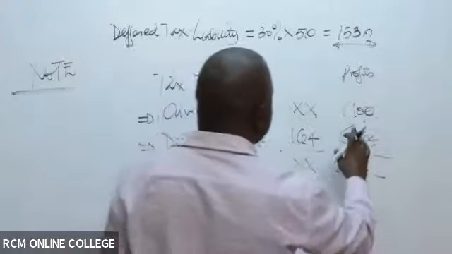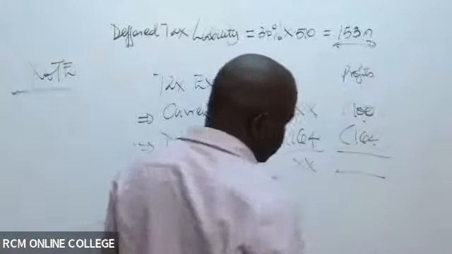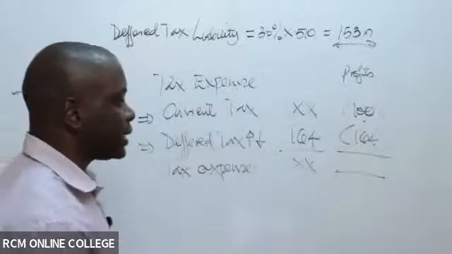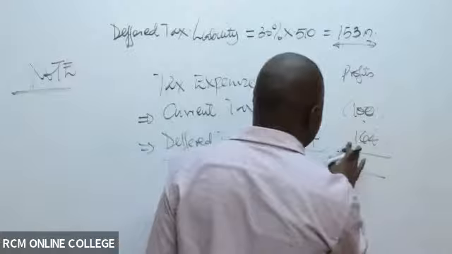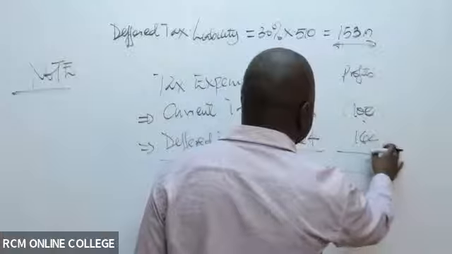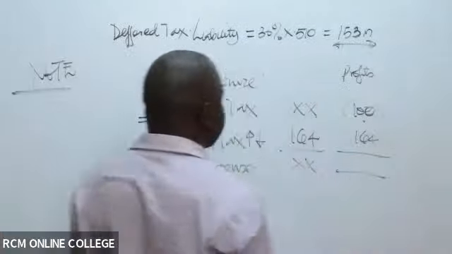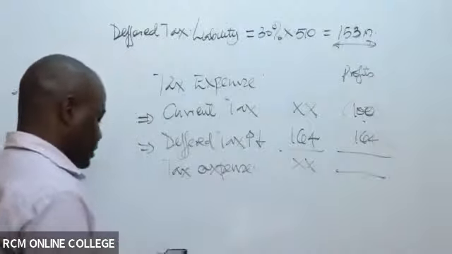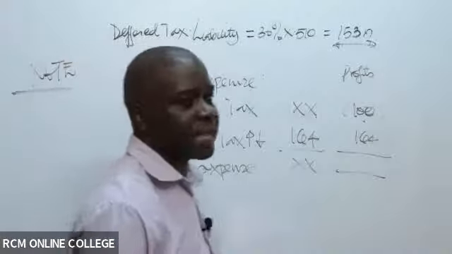So therefore, it would have ended up having to further reduce what? Your profits. But for our situation, it is a gain. So in this case, you won't deduct it, but you'll add it, so that you can get the correct figure in terms of what? The profit after tax.